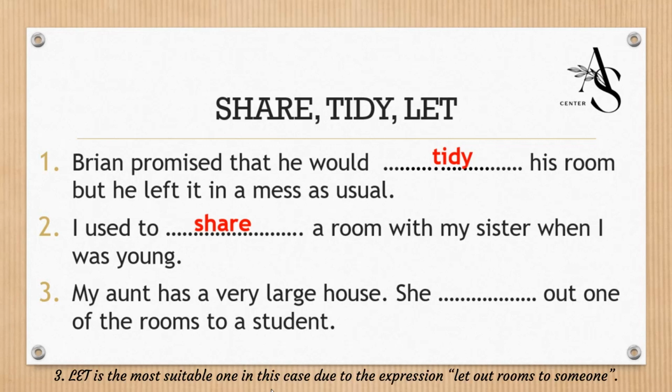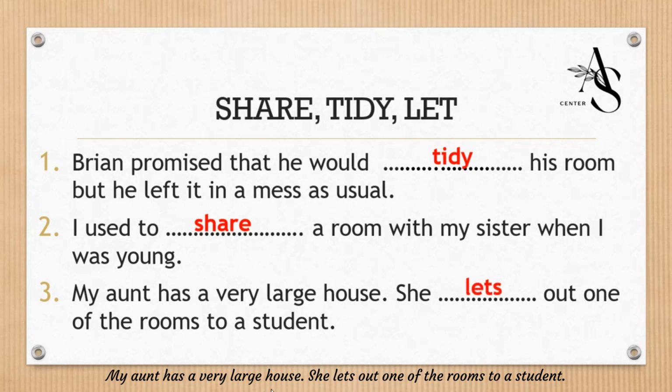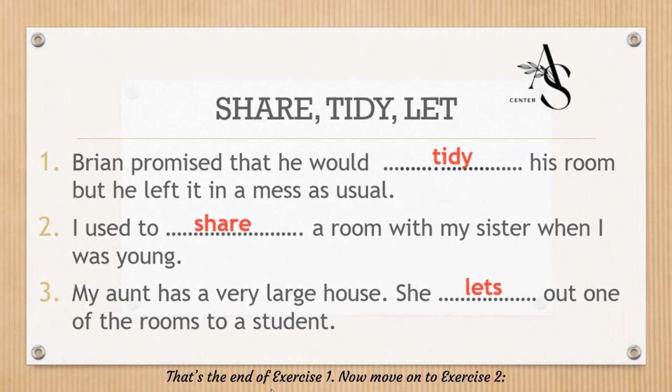3. "Let" is the most suitable one in this case due to the expression "let our rooms to somebody". The situation is in the present and the subject "she" is the third person singular, so the sentence becomes, "My aunt has a very large house. She lets out one of the rooms to a student." That's the end of exercise 1.